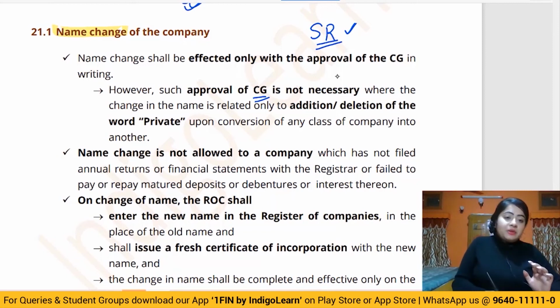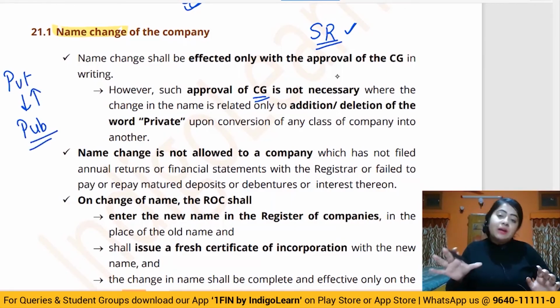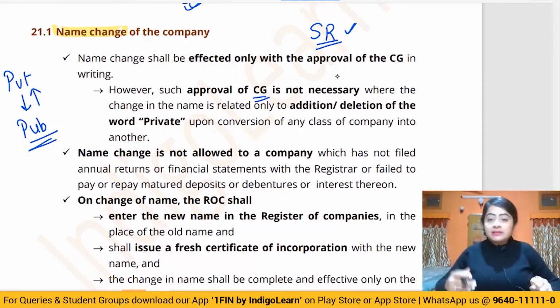Now, sometimes it may be possible that a private company is converting to a public company, or the public company is converting to a private company. In that case, it may be possible that the main name of the company is not changed. Merely "private limited" is written behind the name, or maybe the word private is removed from the name. See, behind the public company's name, "limited" is written, versus when we talk about a private company, "private limited" is written behind the name, right?